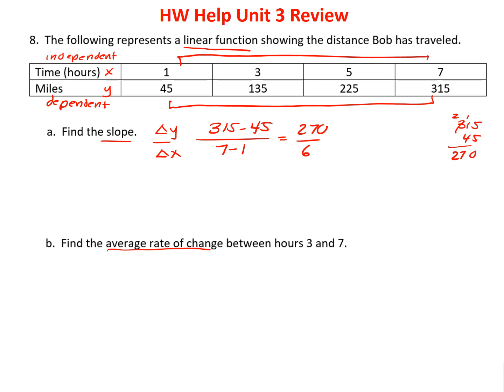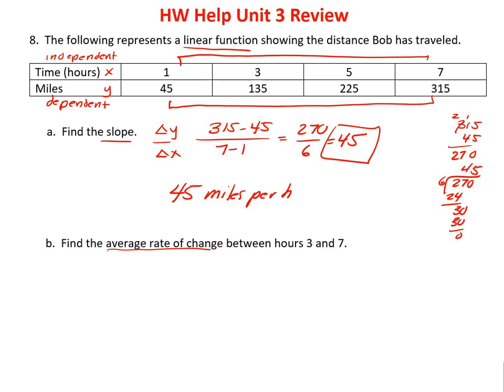divided by 6. So let's do 6 into 270. 6 goes into that 4 times. 4 times 6 is 24. Remainder 3. Bring down the 1. 6 goes into that 5 times. So our answer is 45. That's the slope. Or you could say 45 miles per hour. So that's our slope, 45 miles per hour.